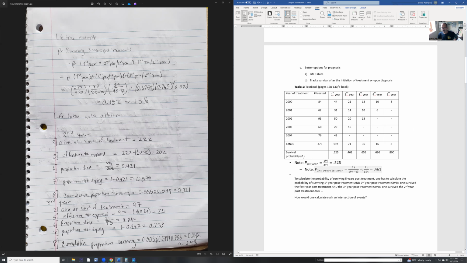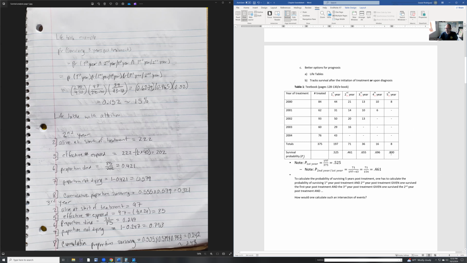So the probability of surviving 2 years means you survive the first and the second year, right? That's an "and", and "and" means multiplication. And the second year, given you survive the first, is 0.461. We could do the same for the next year, right? So the probability of surviving 3 years given you survive 2 years is 0.655, and then we go to 0.696 for 4 years, given you survived 1, 2, 3 prior years, and then 0.80 surviving the 5th year, given you survive the other years.